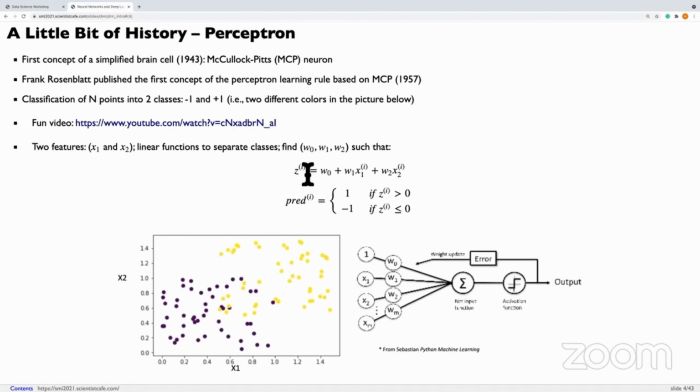Let's start from the very beginning, get to a little bit of history of neural network. The very naive and early version is called Perceptron. In 1943, McCulloch and Pitts published the first concept of a simplified brain cell to understand how the biological brain works to design artificial intelligence. That design is called MCP neuron. It's very similar to the neural network.